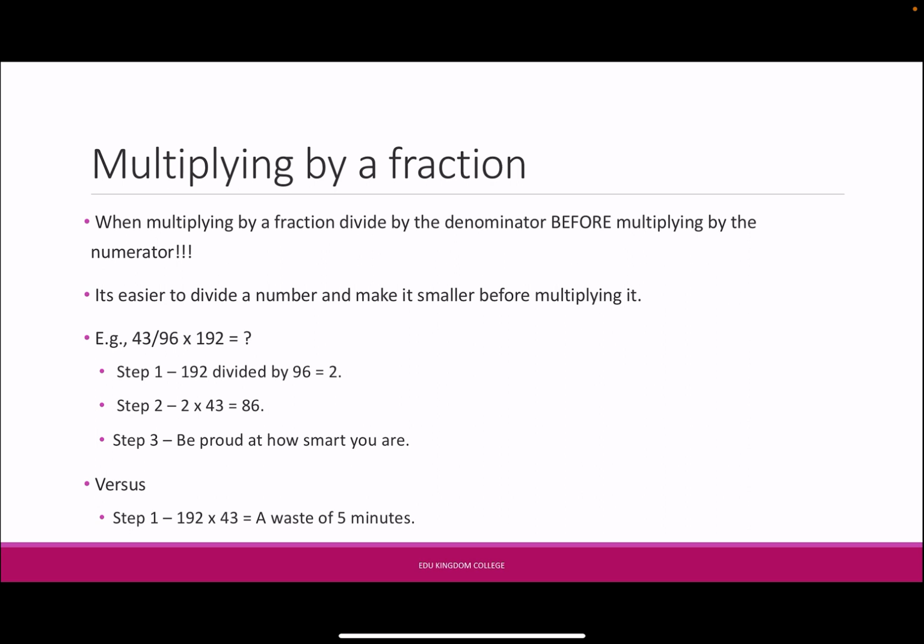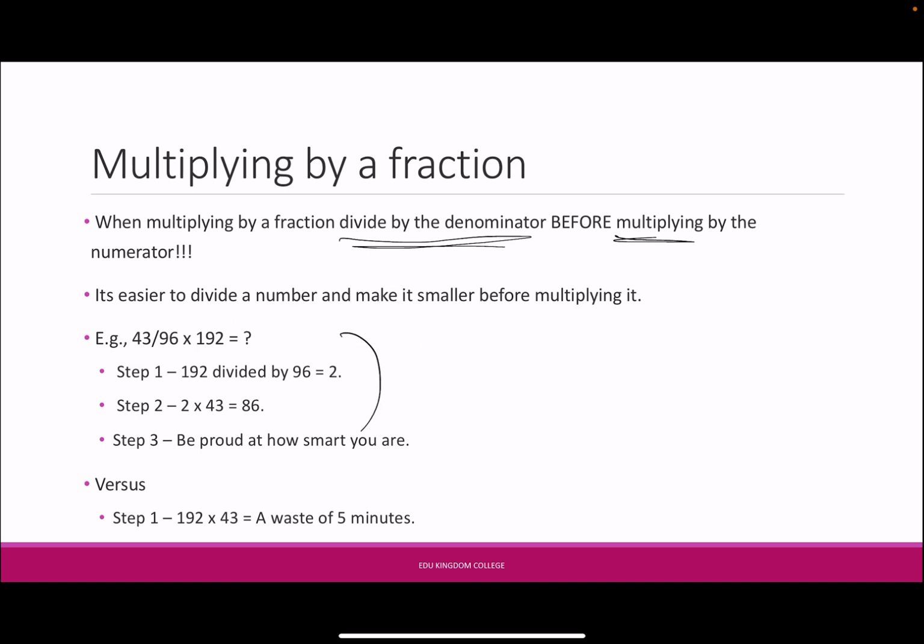The last thing we're going to look at is multiplying by fractions. When we multiply by a fraction, it's always important to remember you should try and divide by the denominator before multiplying. Or you should just try and divide in general before multiplying, because it lets you work in your head rather than trying to calculate everything. Dividing makes things smaller, easier to work with, as you can see in these steps.